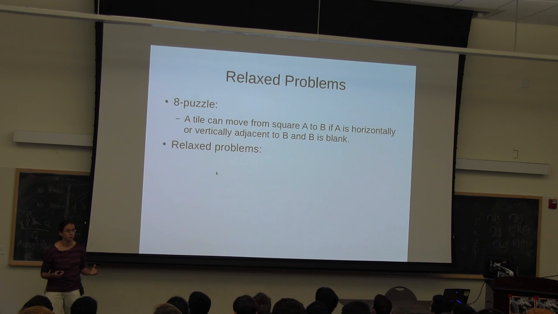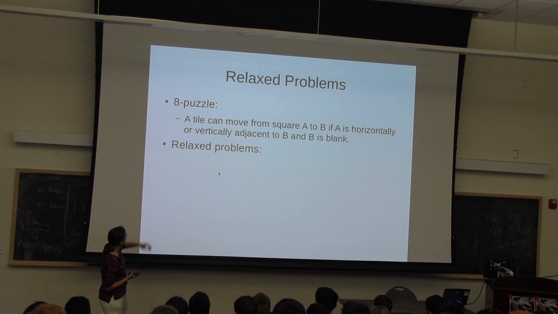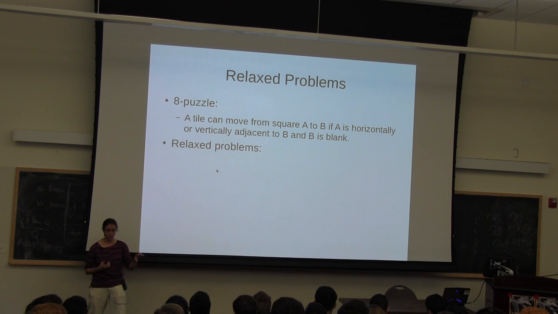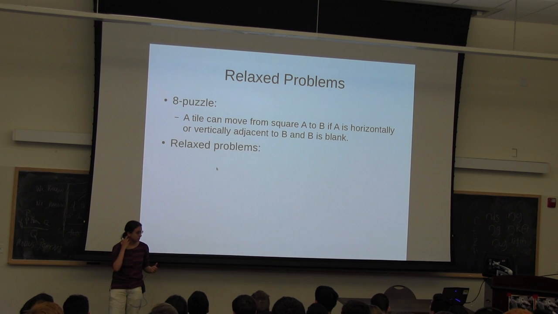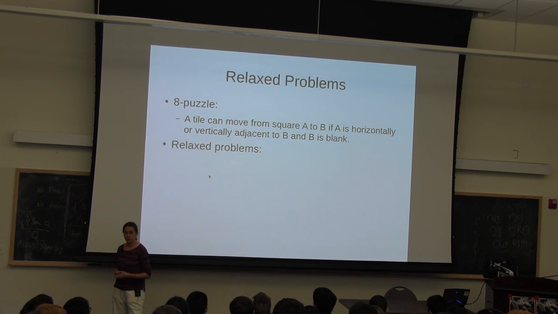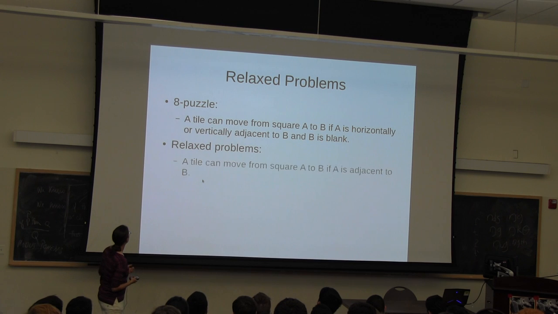Does anybody know what a relaxed problem is? Right, you make it simpler. So here's the original 8 puzzle problem. A tile can move from square A to B if A is horizontally or vertically adjacent to B, so they have to be next to each other, and B has to be blank. What you can do to find relaxed versions of this problem is remove some of these requirements. And every time you remove a requirement, or different combinations of requirements, you can get a different heuristic.